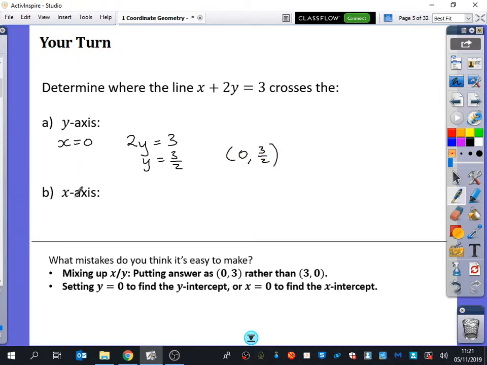And then Arisa, when it's crossing the x-axis, we say y is 0. So we get x equals 3. So we get 3, 0. Very, very simple for that bit that we've got there.